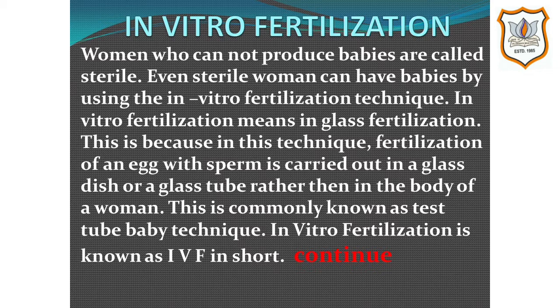Such women who cannot produce babies are called sterile. Even sterile women can have babies by using the in vitro fertilization technique. In vitro fertilization means in glass fertilization. This is because in this technique fertilization of an egg with sperm is carried out in a glass dish or a glass tube rather than in the body of a woman. This is commonly known as test tube baby technique. In vitro fertilization is known as IVF in short.